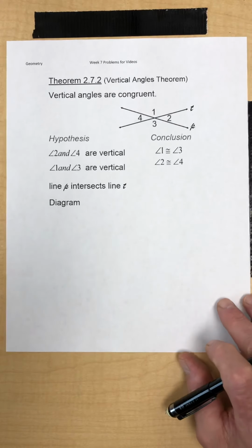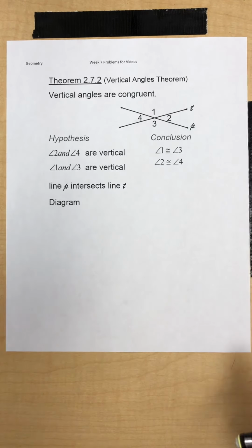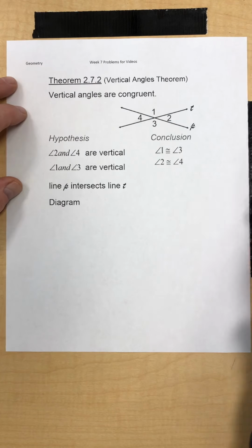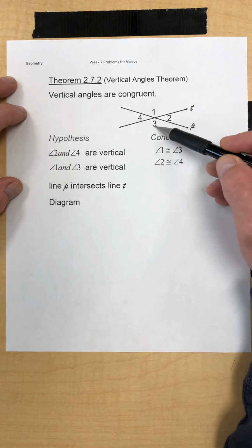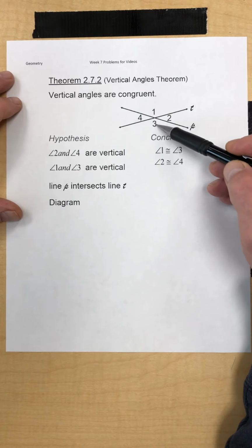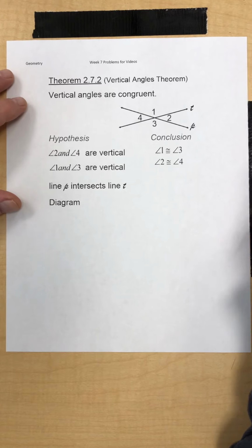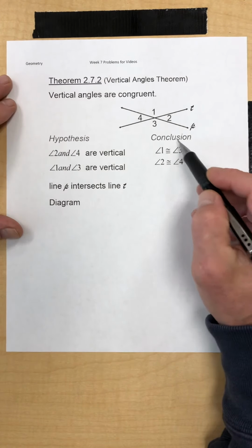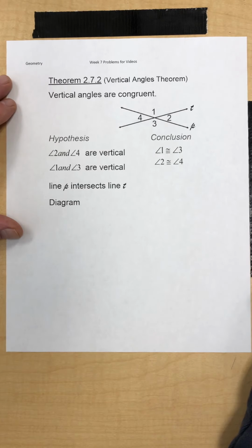Okay guys, vertical angle theorem, we gotta prove this. Of course, we talked about vertical angles earlier in the year, and we even came up with a conclusion that pairs of vertical angles have to be congruent. So angle 1 and angle 3 form one vertical pair, angle 2 and angle 4 form the other vertical pair, and we've got to show that they are congruent.